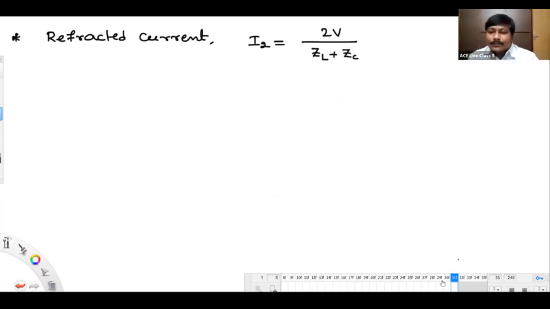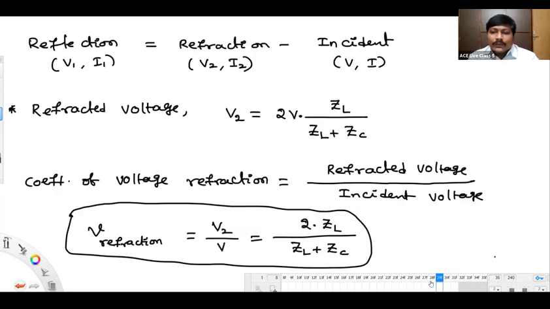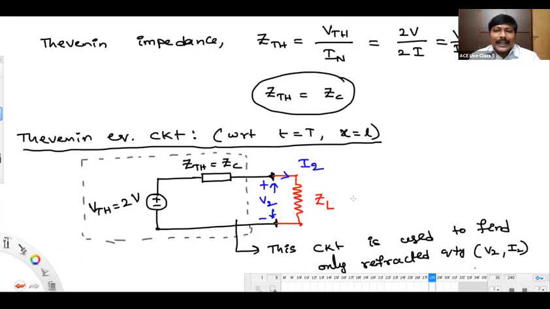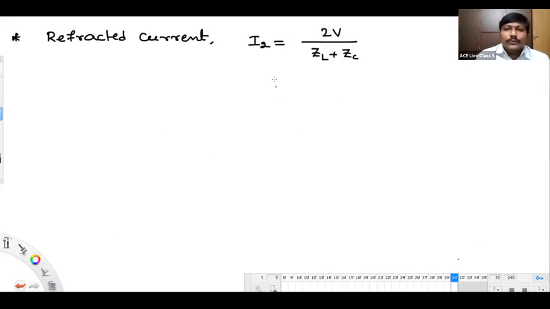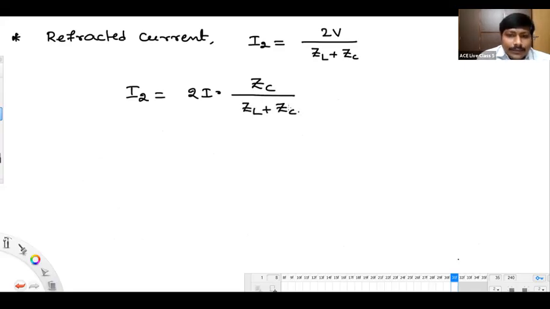What is that voltage V? That voltage V, the incident voltage, is nothing but I into ZC. That I will use now. So the current I2 will come to be 2I into ZC by ZL plus ZC.